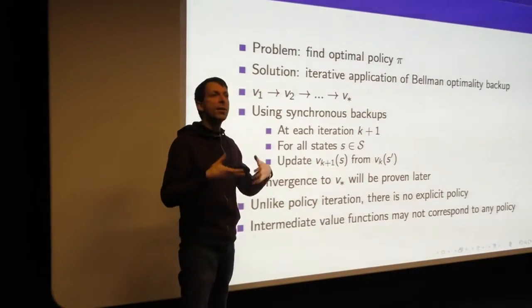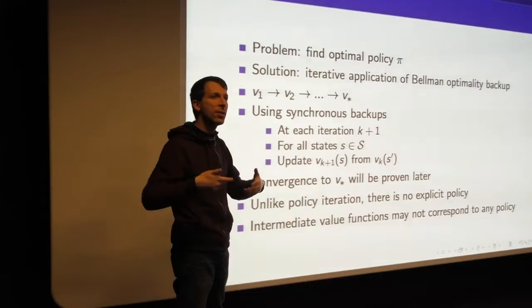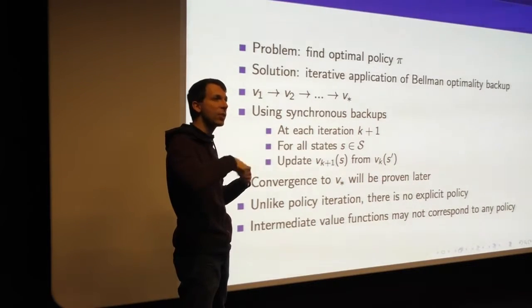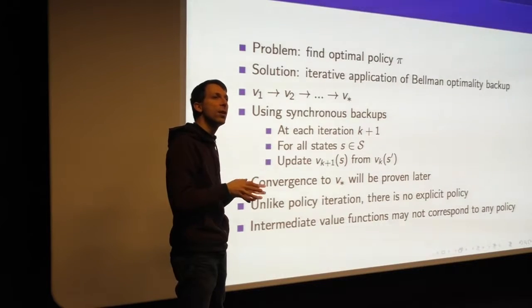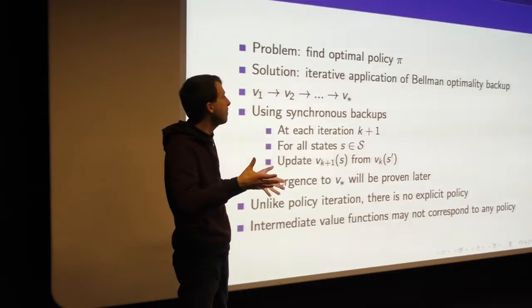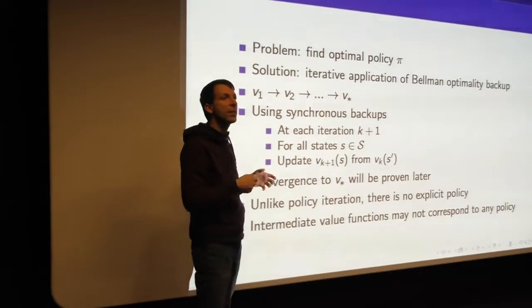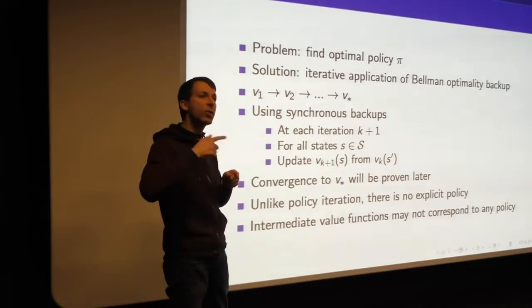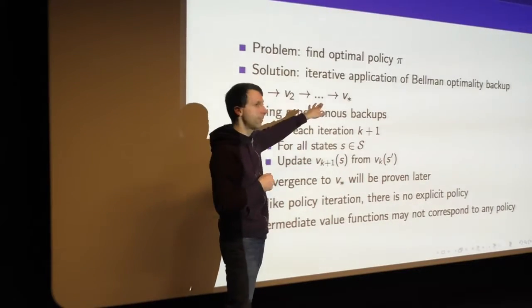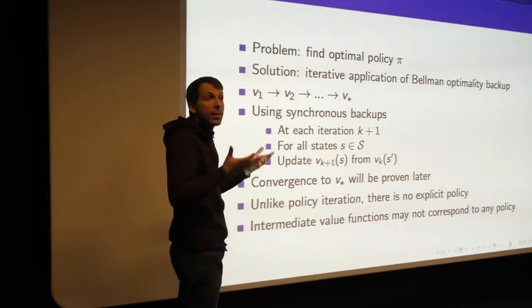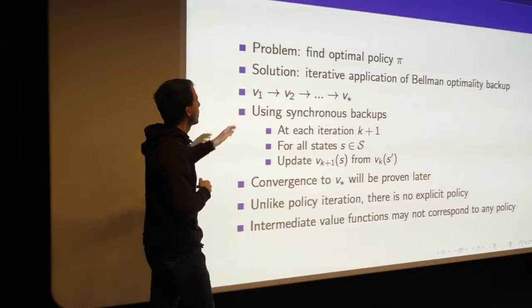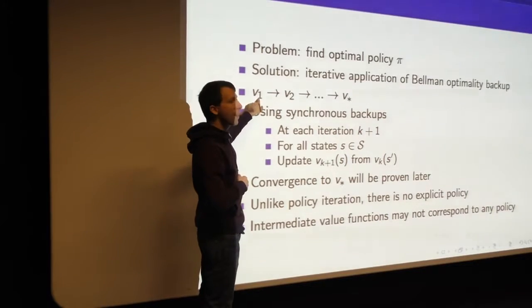In the first part of the class today, we saw how you could use the Bellman expectation equation as a backup. You just iterated the Bellman expectation equation again and again and again. That found you the value function for a given policy. And the idea of value iteration is to take the Bellman optimality equation and iterate it again and again and again. And that gives you the optimal value function. So it finds the best value amongst all policies.